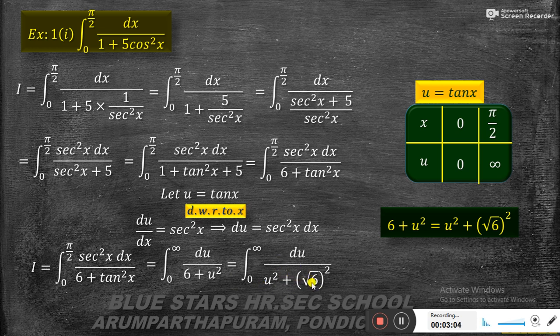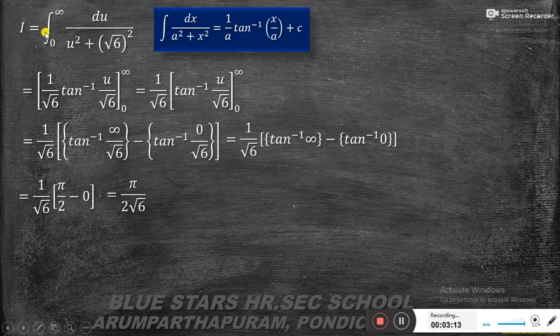So we apply the formula for integral 1 by x square plus a square into dx here. Therefore I equal to integral 0 to infinity du by u square plus root 6 whole square. The formula: integral dx by a square plus x square equal to 1 by a tan inverse x by a plus c. Here a means root 6, and x means u, so a equal to root 6.